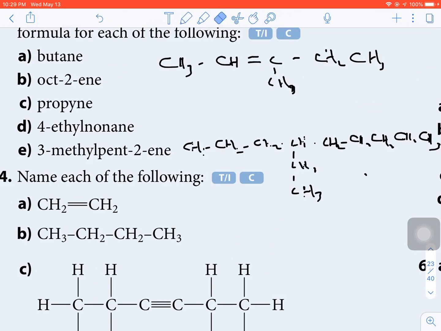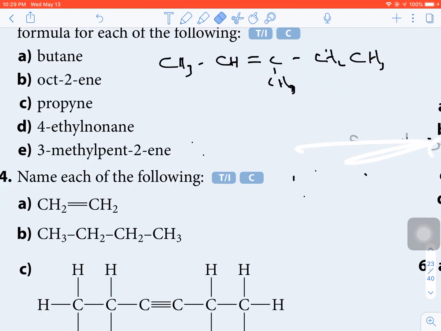Now, if I want to go down to the question 4 there, and I want to name the structures that are given for me. All right, so if I look at the first one, it's just going to be nice and easy. 2 carbons, which makes it eth. And I've got a double bond, ethene. I don't need to call it eth1-ene because it has to be 1-ene. There are no other options for this molecule.